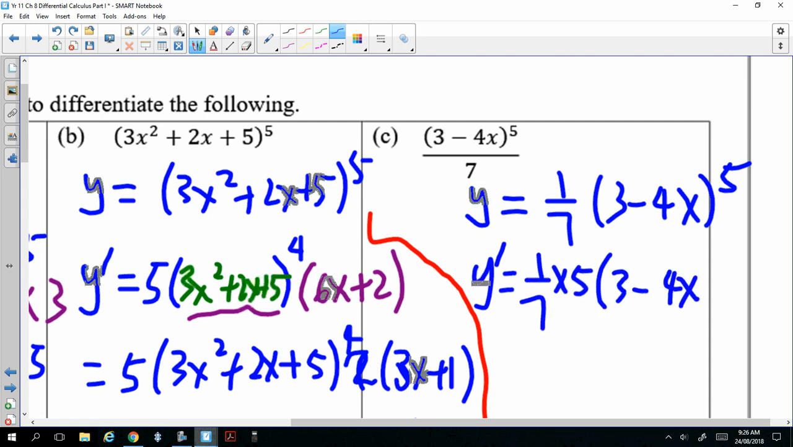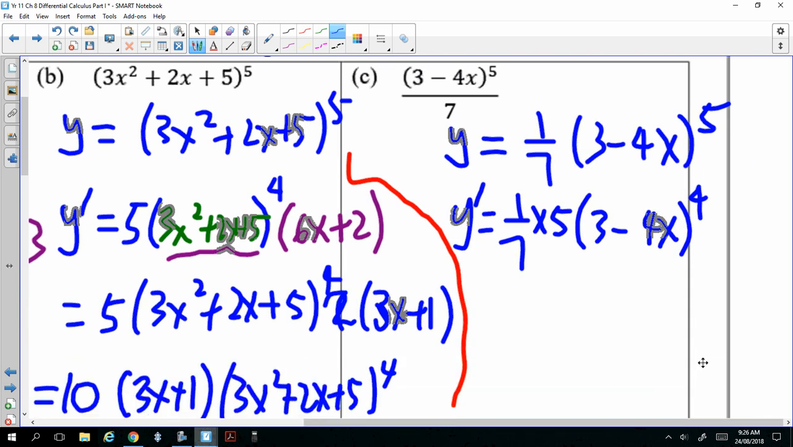And then, right, bring the 5 down, subtract the power by 1. And then you also have to differentiate what's inside, which is -4. Oh yeah, -4. Did it answer your question, Anthony? You write -4. Oh, times by -4. There's no x because after you differentiate it, when you differentiate 3 is 0, differentiate -4x, you get -4.